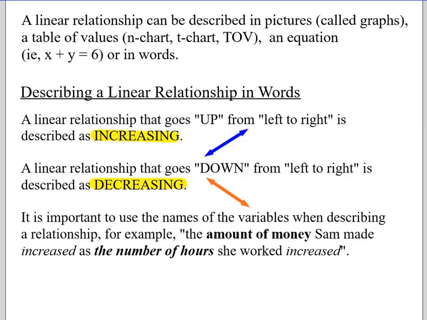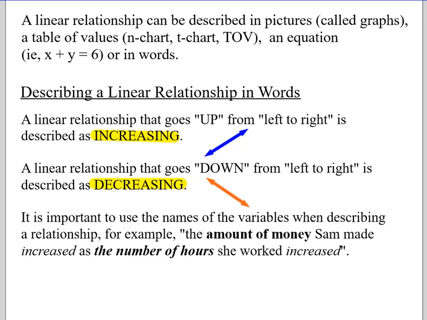See if I can get to go to the next slide here. Okay, a linear relationship can be described in pictures, which we will now call graphs. A table of values, some of you might know it as an N chart, a T chart, sometimes use TOV, or an equation. And equations have different forms. I've given you one here of x plus y equals 6, and we'll see there's a bunch of different ways to write that. Or we can describe it in words.